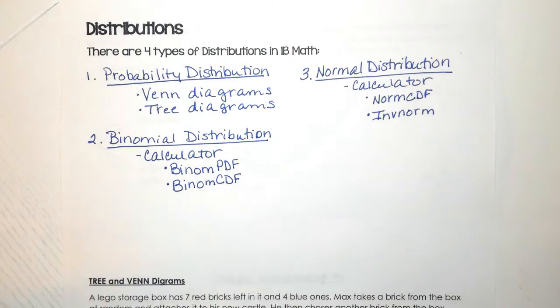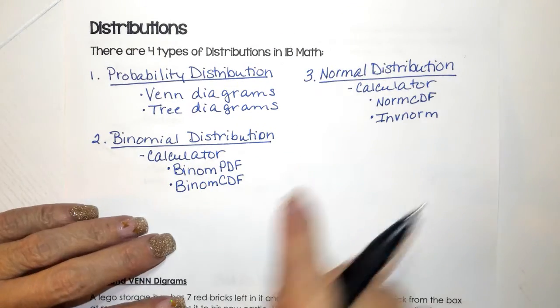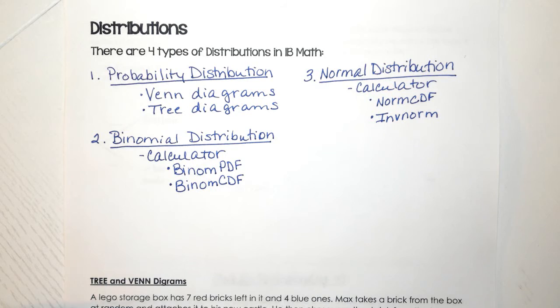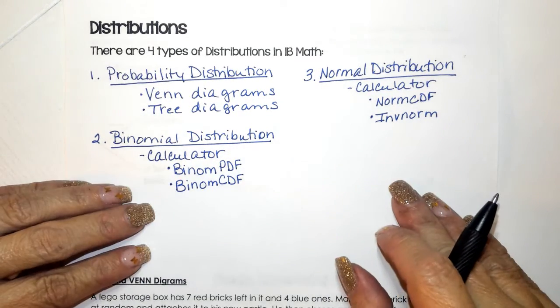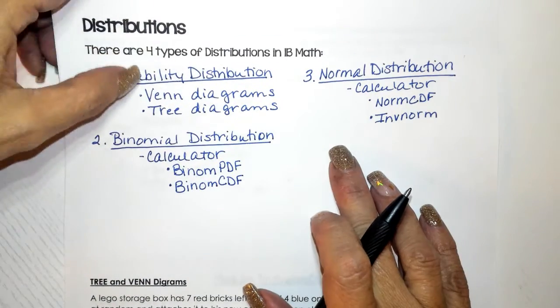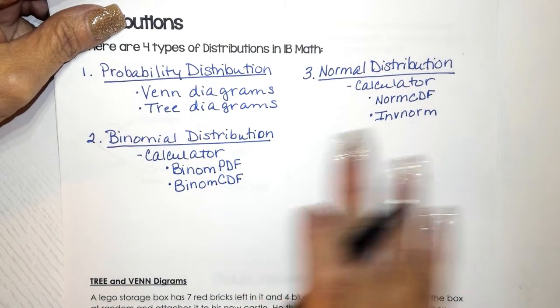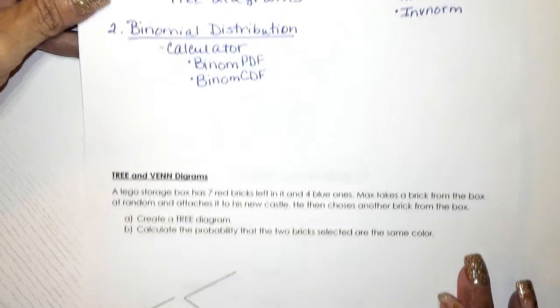It's so much fun. Now you're wondering, what's the other one? The 4th one is called Poisson's distribution. If we were to teach my course at the HL level, we would do Poisson's distribution. It's just another distribution, just like these, calculator driven and all that kind of stuff.